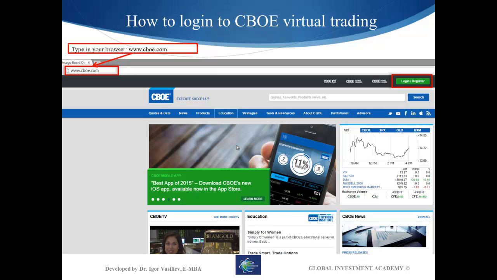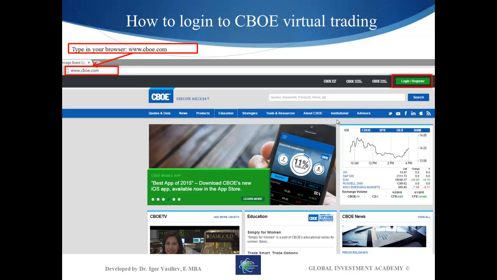Okay, first of all, in order to log into CBOE virtual trading, you need to type www.cboe.com in your browser. And then on the right part of your browser, you will see login or register. Now, if you see here my account, it means that you already logged in. So your browser remembered your password and you already logged in. So you have to skip a couple of steps, which I'm going to show now.